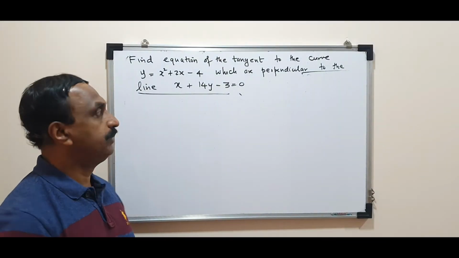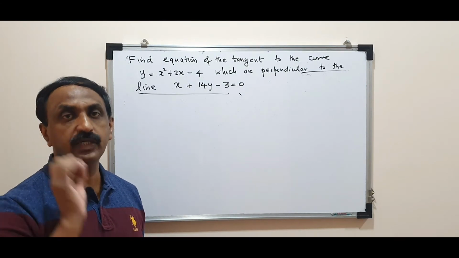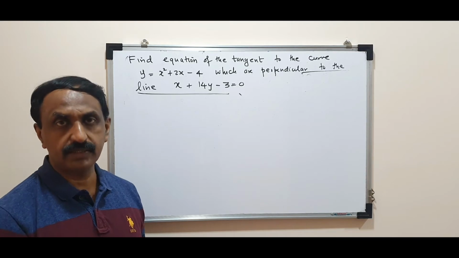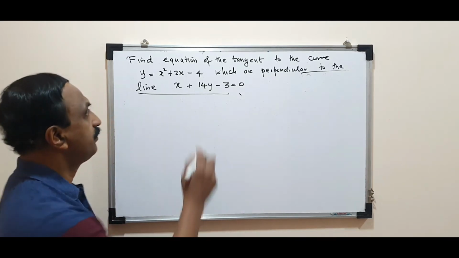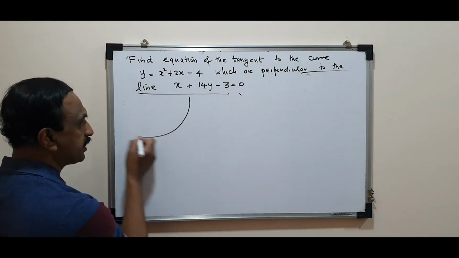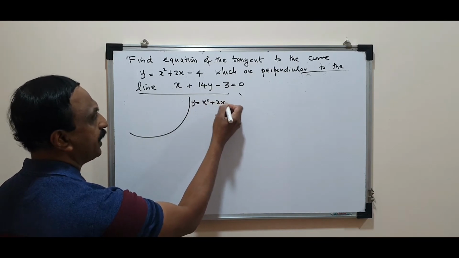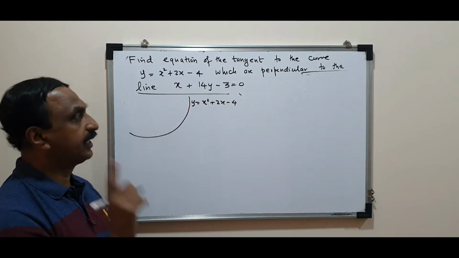Let's try to understand the difference between the two problems. Before, the equation of the curve was given, a point on it was given, and we were asked to find the equation of the tangent. In this problem, the curve is given. Let's imagine this is a curve whose equation is y is x squared plus 2x minus 4. Then the point on the curve is not given.